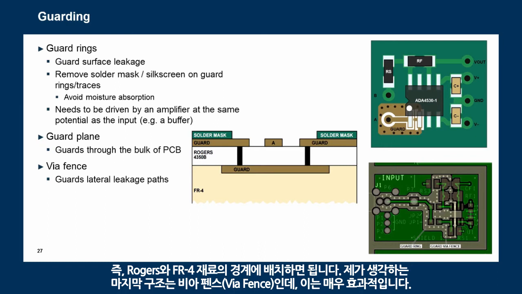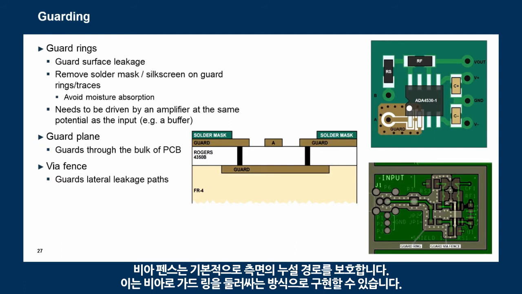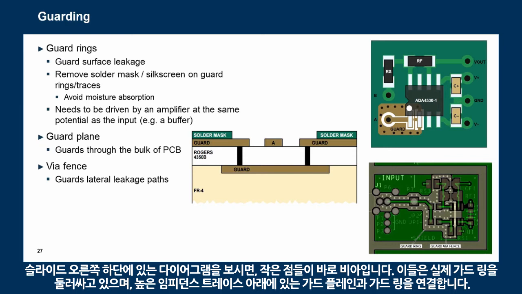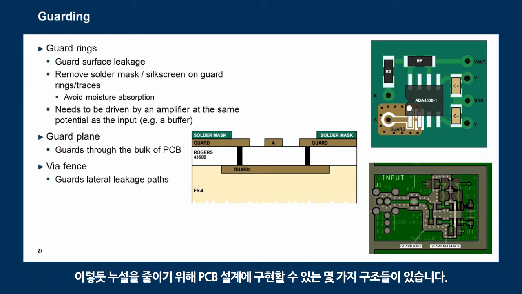And the last structure that I think is very effective as well is a via fence. The via fence blocks the lateral leakage path, and you can implement it by surrounding the guard ring with vias. If you look at the diagram on the bottom right of the slide, the little dots are vias, and they surround the guard ring, and they connect the guard ring to the guard plane underneath the high impedance trace. So these are a couple of structures that you could implement on a PCB design to reduce leakage.